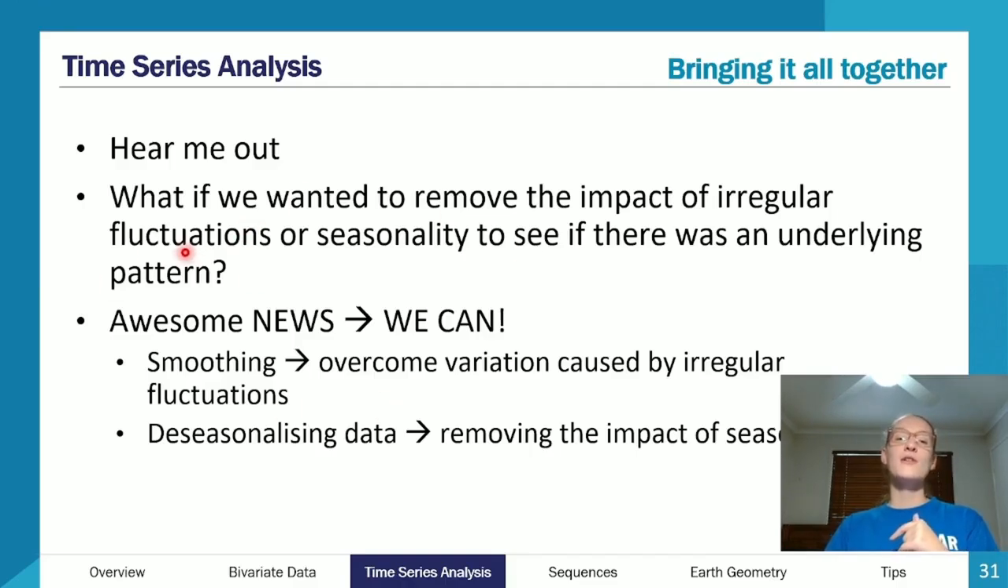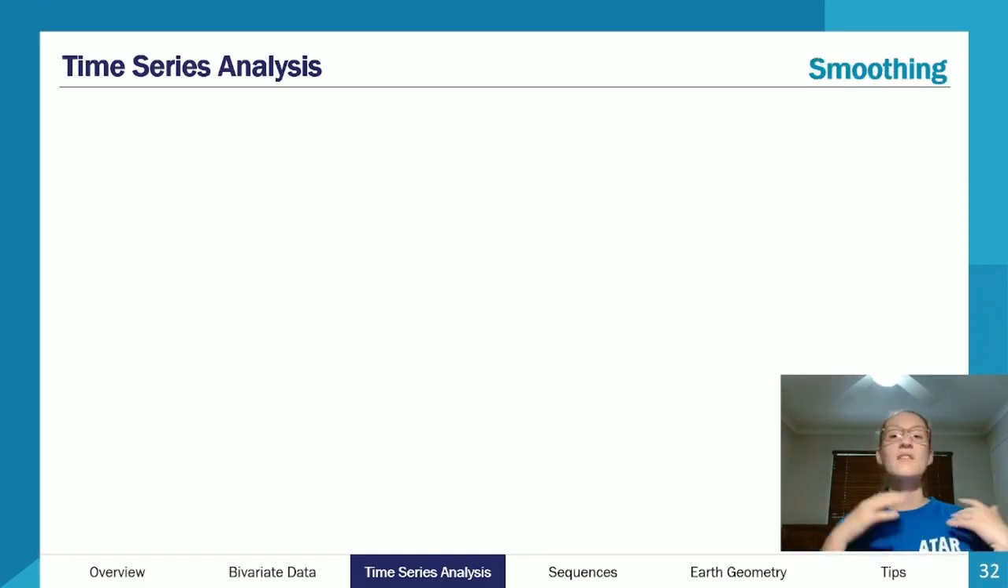When we're talking about irregular fluctuations, we're talking about those random ups and downs that might obscure the underlying relationship. It can make what's actually going on really hard to see because it looks really messy, up and down. But if we apply smoothing, we can remove the effects of that and look for those underlying patterns and trends. Same, if we have seasonality present in our data, by deseasonalizing it, we can remove the impact of seasonality so that we can see, if we put seasonality aside, do we actually have any trends or patterns there.